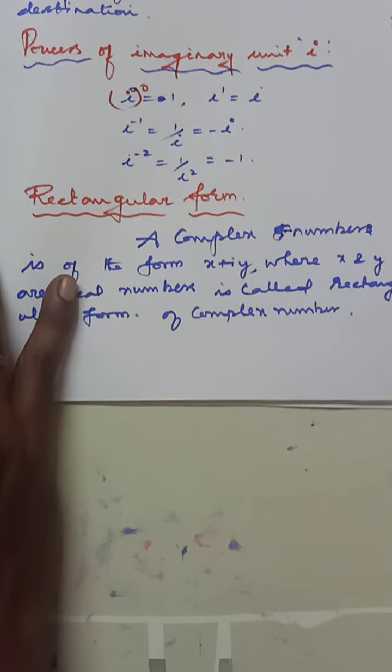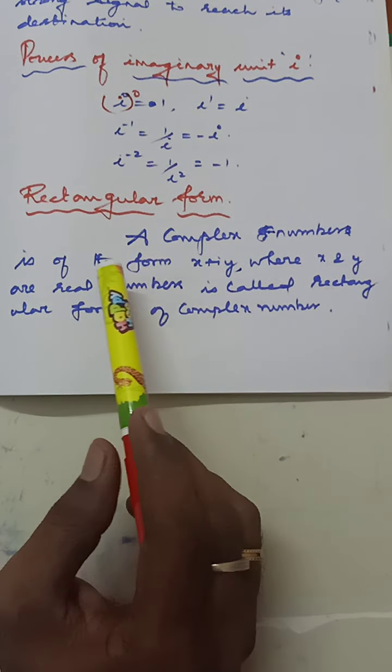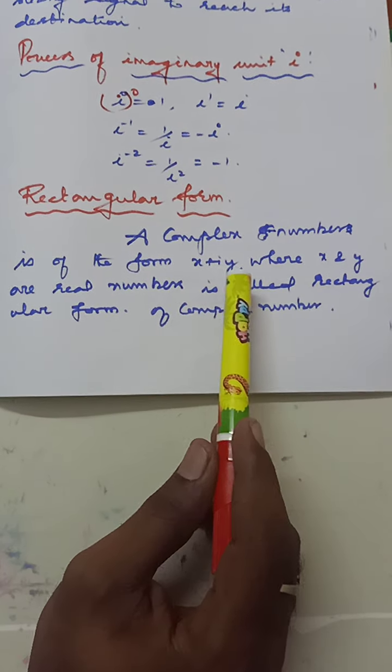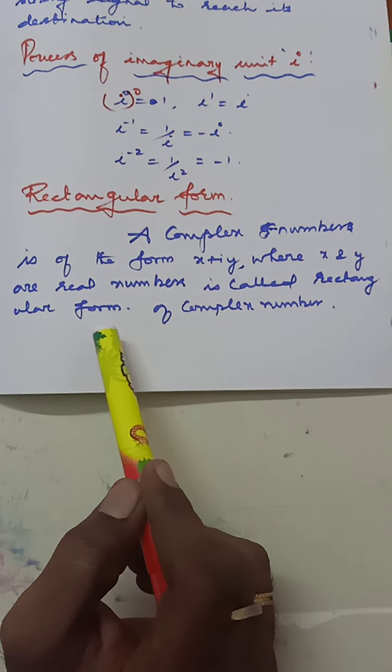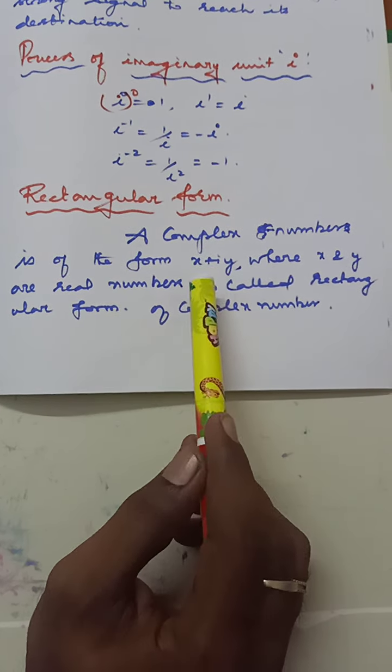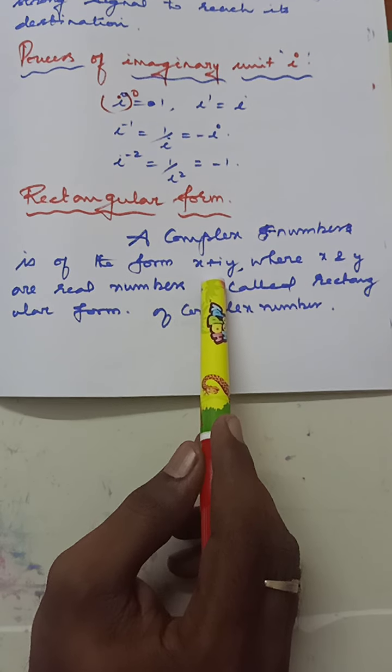Now the new concept, it is called the rectangular form of a complex number. A complex number of the form x plus iy, where x and y are real numbers, is called the rectangular form of a complex number. So whenever you have x plus iy, it represents the rectangular form of a complex number.